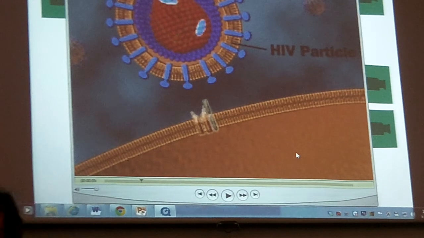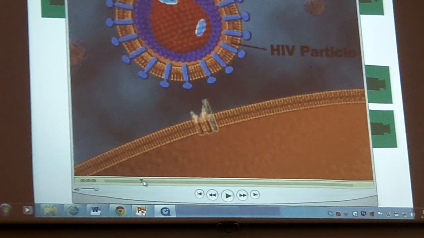Okay, I know that it got the envelope from another cell, but where did the first virus that infected it get it from? We don't know. Oh really? We don't know. Nobody knows. That's a good question.